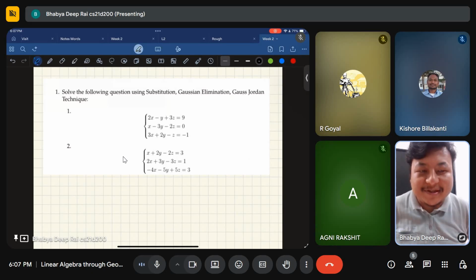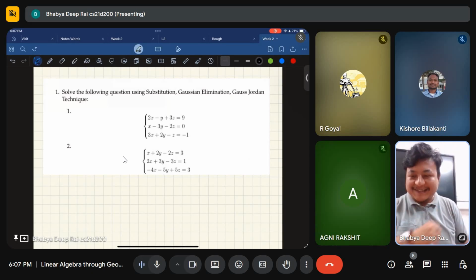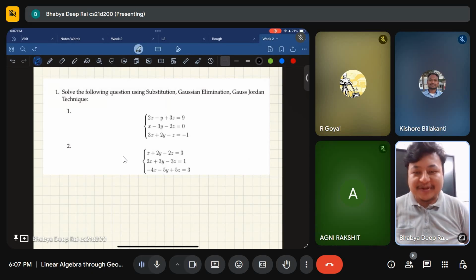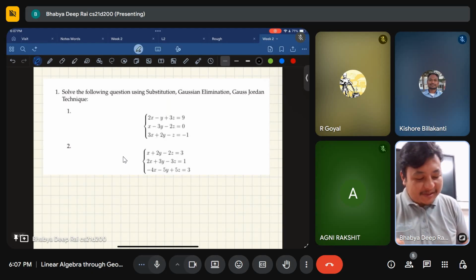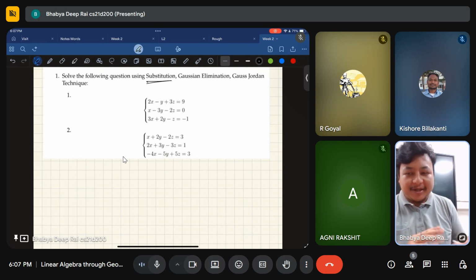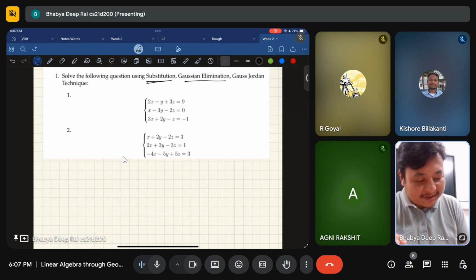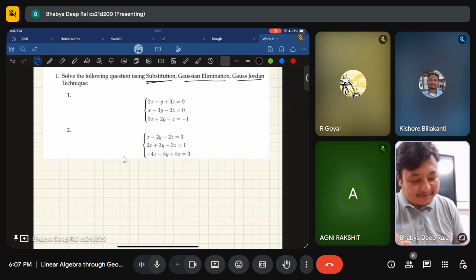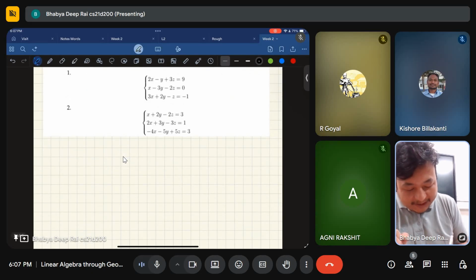So let's begin with the first question. The question says, solve the following system using substitution, Gaussian elimination, and the Gauss-Jordan technique. The first thing we want to do is solve it using substitution. These are all different techniques: Gaussian elimination, Gauss-Jordan, Cramer's rule, and so on. So let's just directly jump into it.